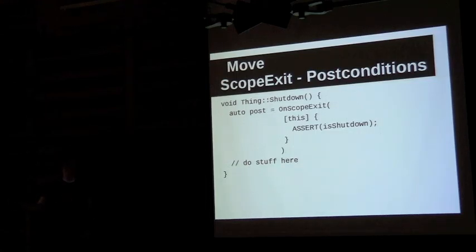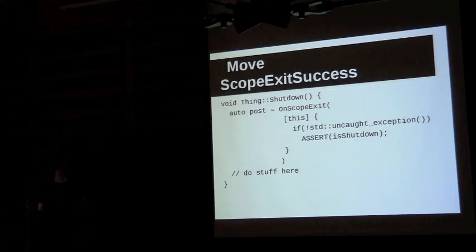All right. This is really useful for doing postconditions. That's just like another random cleanup code. It's also useful for postconditions. So if I have a function called shutdown, I want to assert when I'm done that I'm shut down. And because destruction order is deterministic, put it at the top of the function, this is the last thing that's run. And so you can go do stuff here, and life's good, right? Not quite, because really, if we throw an exception, that's actually when we want to assert that we've shut down. If we throw an exception inside of our code, then we don't know if we're shut down or not.